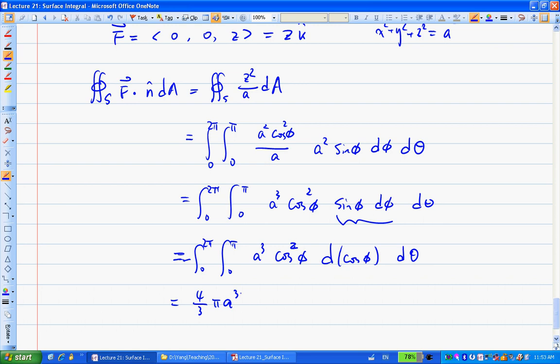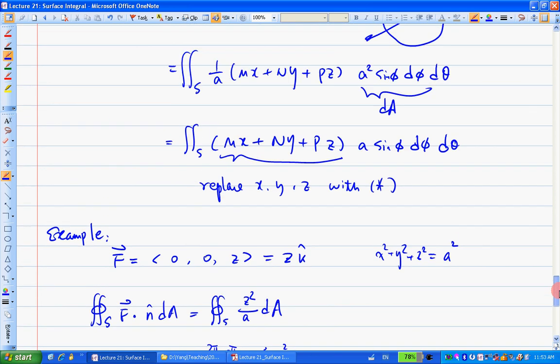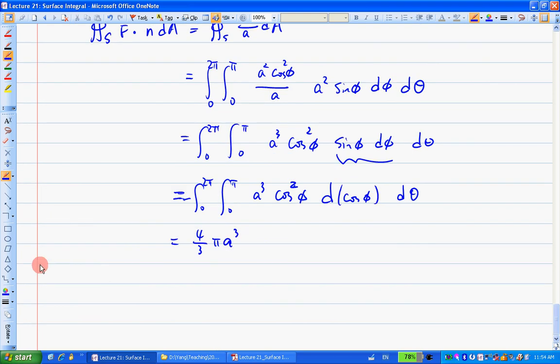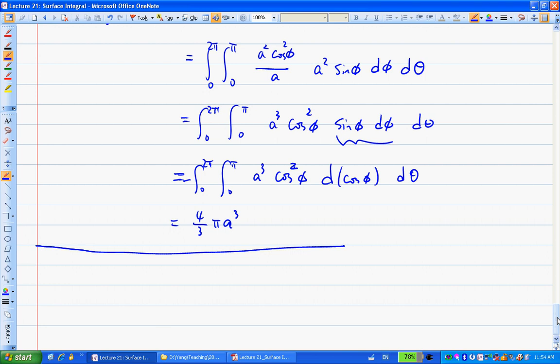Now you look at the way to calculate this surface integral. The key step here is this step: lay down the surface integral in terms of phi and theta. And then the rest of the job is the same as calculating a double integral. So that's good. Now let's look at the second case.